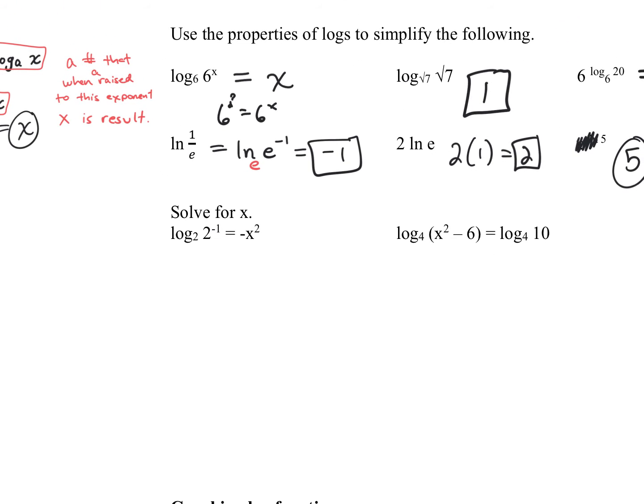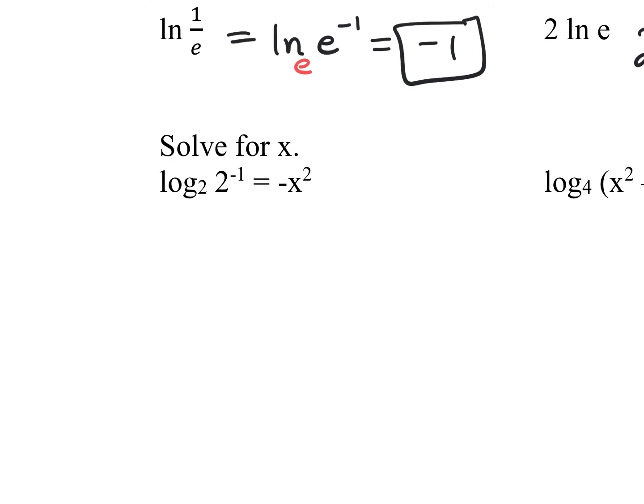We can also solve some equations involving logarithms, and there are a few different ways we can do so. One reliable way is simplifying using properties. What I see here on the left-hand side of my equation is log base 2 of 2 to the negative 1. Well, this is just going to be negative 1, right? This is an inverse setup, so negative 1 equals negative x squared. I can divide both sides by negative 1, so 1 equals x squared. X can equal positive or negative 1.